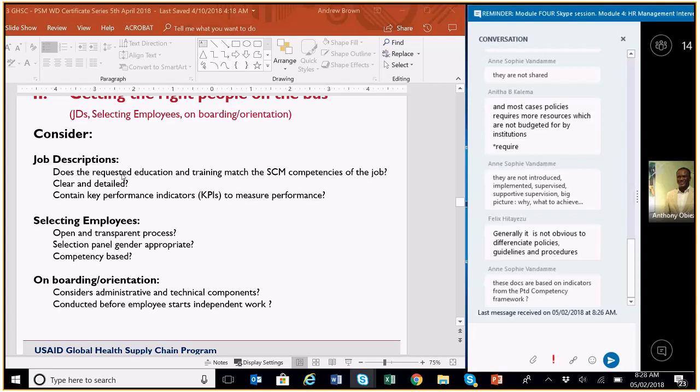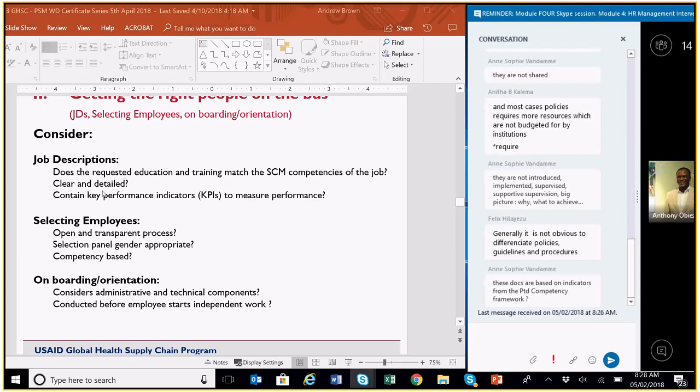So whenever you have a job description and you're asking for particular qualifications, double check that the qualifications you're asking for actually prepare the particular person for the job you want them to do. And you might be surprised that this is not always the case, and you need to look carefully.